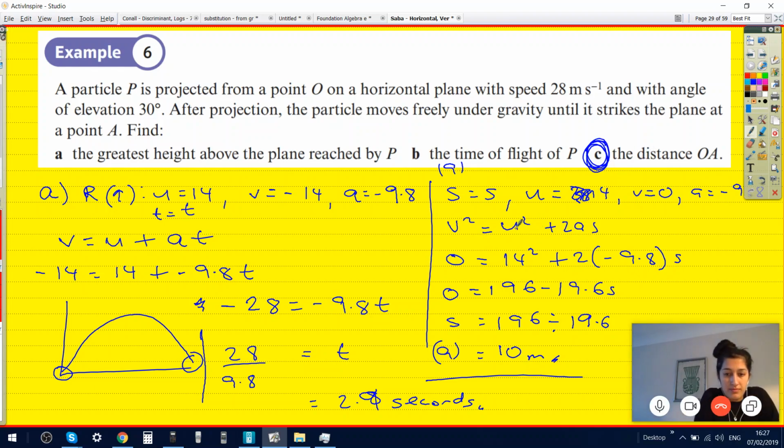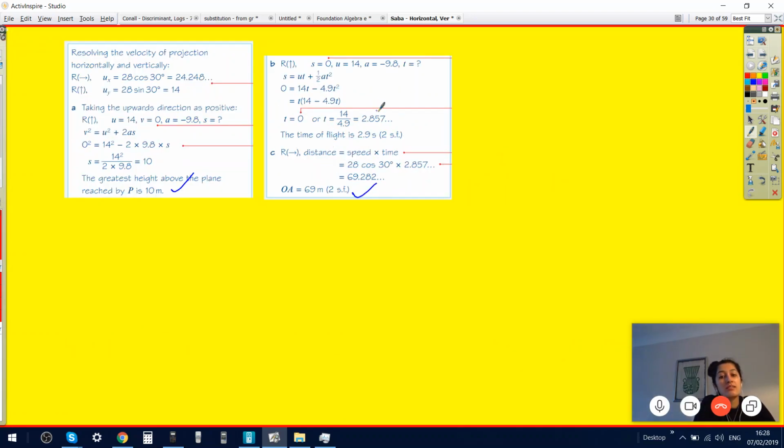So then do the distance O to A. 10 cos 30 times 2. I believe it was 28 cos 30, which is 14.3, times 2.857. That's 69 meters, roughly. And there we go, 69 roughly and 2.9.